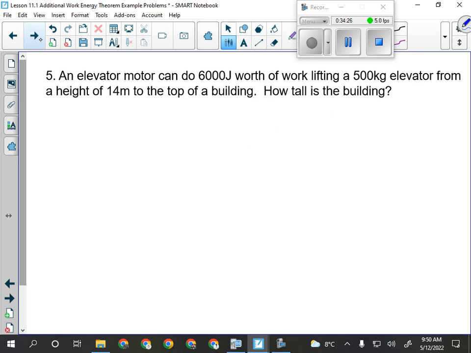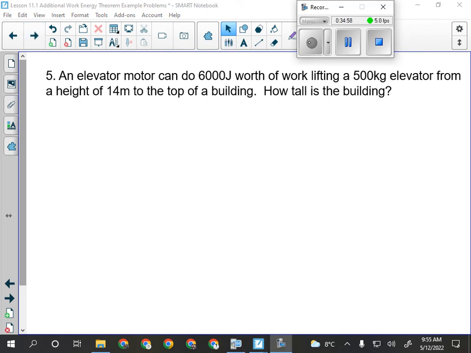All right. Try this one. Elevator motor, 6,000 joules worth of work, lifting a 500 kilogram elevator from 14 meters to the top of a building. How tall is the building? So it's very similar to the last question, except our initial height is not what? It's not 0. So this would be as involved algebraically as a potential question would be.